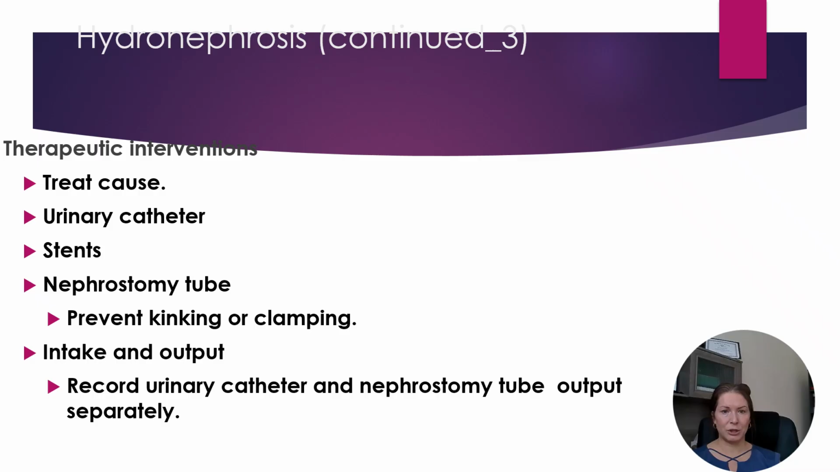Then our last option is the nephrostomy tube. That'll be inserted directly into the renal pelvis through the back for external drainage. Good nursing care that we want to do is prevent kinking or clamping of this nephrostomy tube.